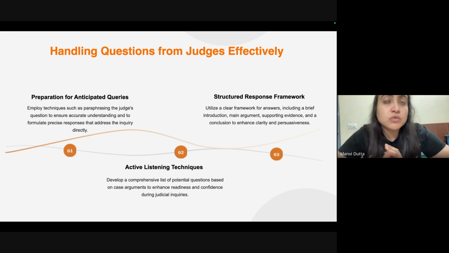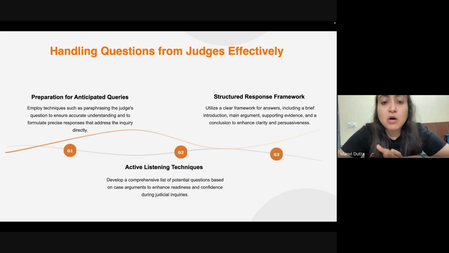Paraphrasing simply means to restructure the sentence. Okay, restructuring of the sentence. So if you are paraphrasing the judge's question, that will be helpful to you to ensure accurate understanding and to formulate precise responses that address the inquiry directly.